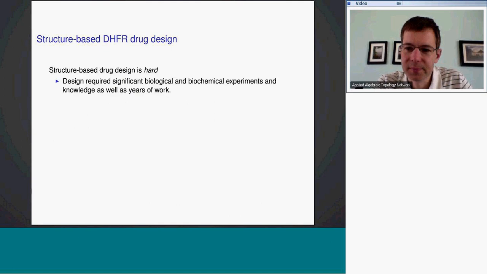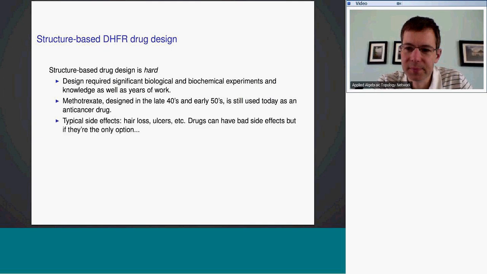So structure design is hard. Design typically requires a lot of biological and biochemical experiments and knowledge and years of work in order to get right. And I should add that I'm not really speaking from experience. Anytime you hear me talking about biology or chemistry in this talk, it's like I memorized something that someone told me. I'm not an expert in any way in those areas. In any case, it is known to be hard. Methotrexate, which was designed in the 40s and 50s, is still in use today as an anti-cancer drug.